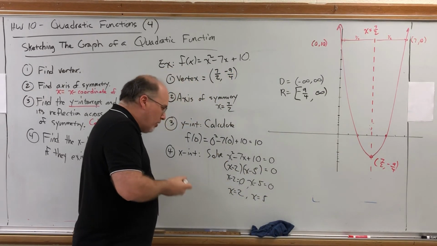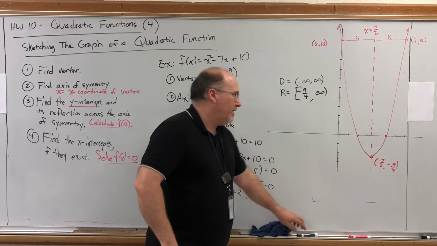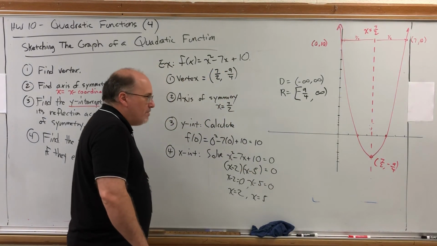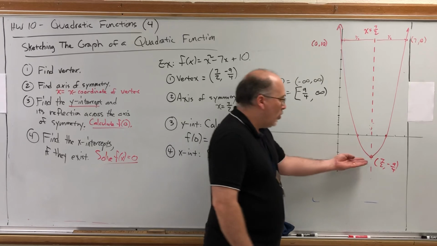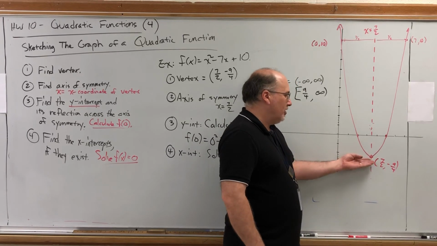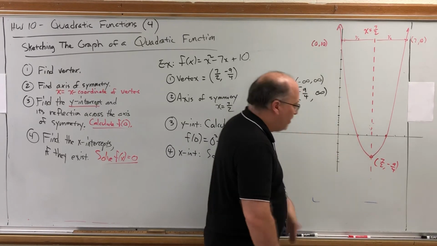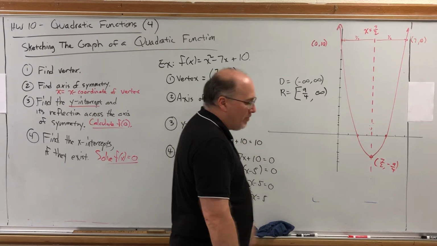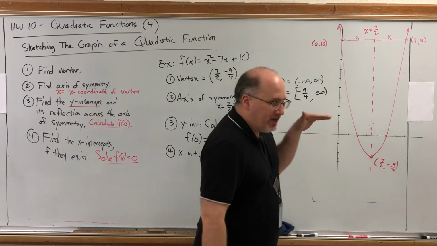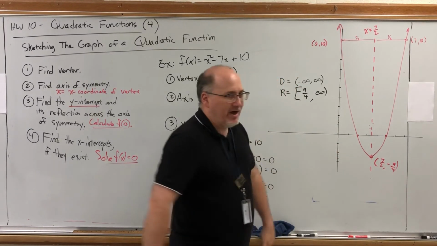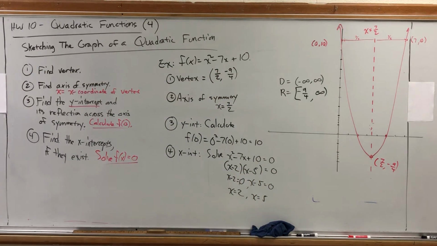So the domain is always going to be negative infinity to infinity, but the range won't be. If it's a parabola with a low point, a minimum, the range will start at the lowest y value and go up forever. But if it happens to be an upside down parabola, the range would start at negative infinity and come up to the highest y value, as we'll see in the next example.